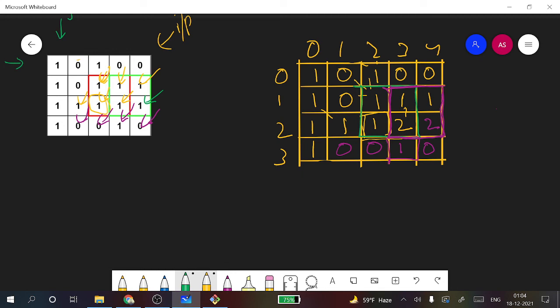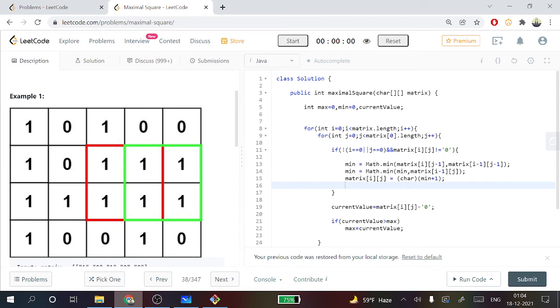Now how do we do this programmatically? It is like this. We will be iterating through this matrix. If the ith and jth are not equal to 0, meaning we will not consider the 0th row and 0th column, because these cannot be expanded. And also matrix of ij should not be 0, because for 0 we cannot consider that element. So other than that case, we can expand.